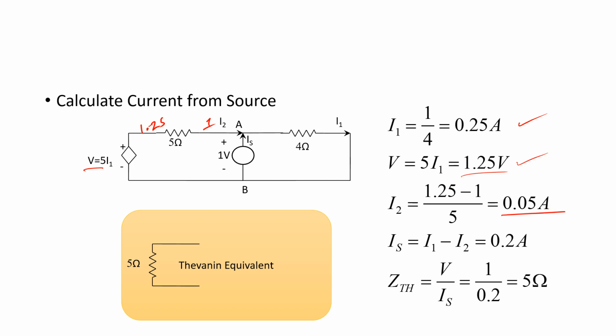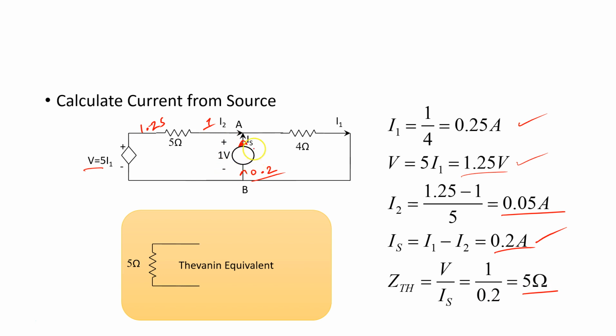So if I then add, I want to find this current here, remember that is my aim. So this current there will be I1 minus I2, which will give me 0.25 minus 0.05, which will give me 0.2 amps. So if I have 0.2 amps here, that is 0.2 amps going through the 1 volt source. It means the equivalent resistance that this source is seeing is 1 over 0.2, which is 5 ohms.